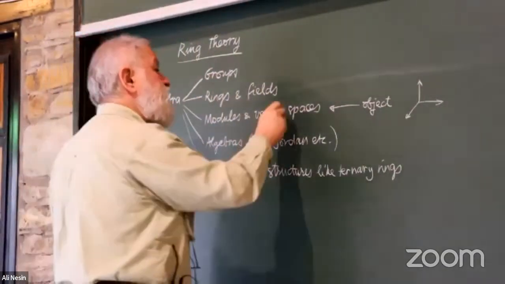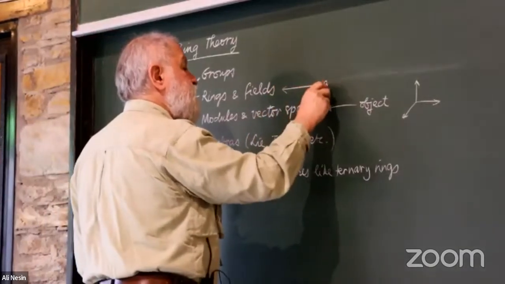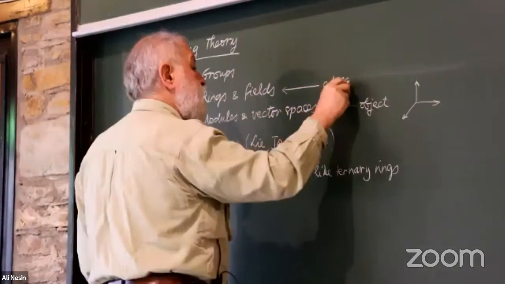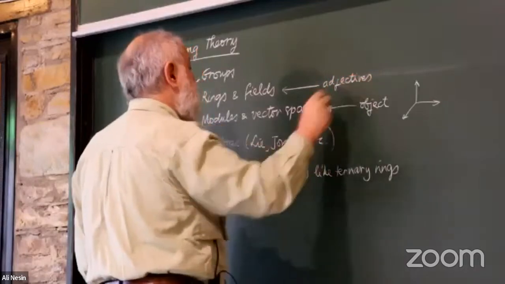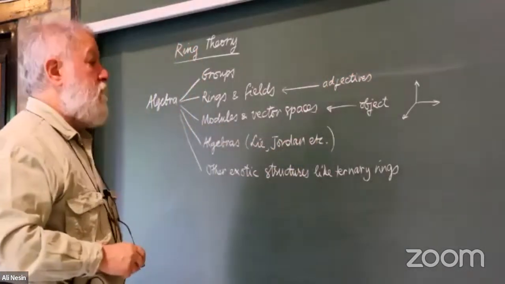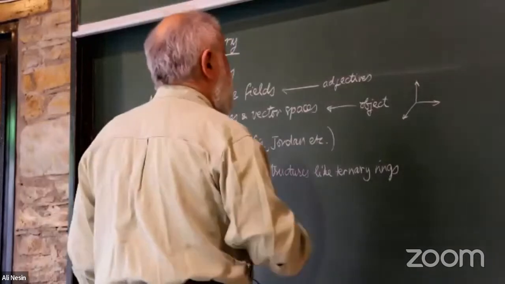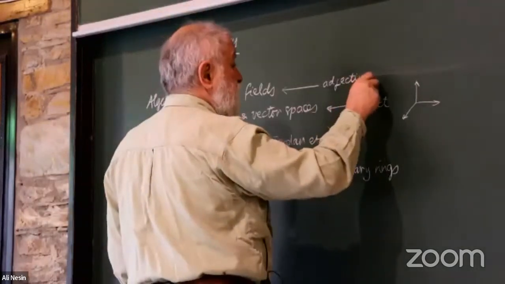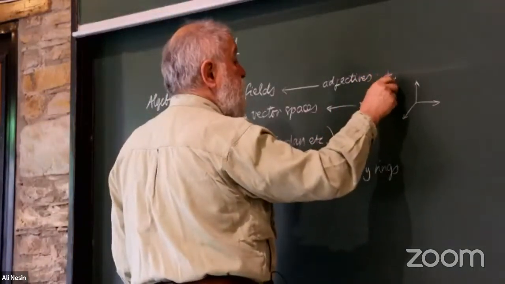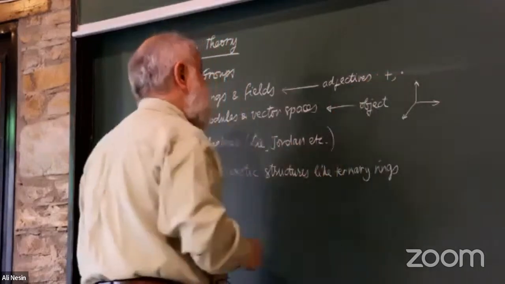And rings and fields, they are like adjectives. Like 5, yellow. But here you can add adjectives and you can multiply them. Here we have two operations.